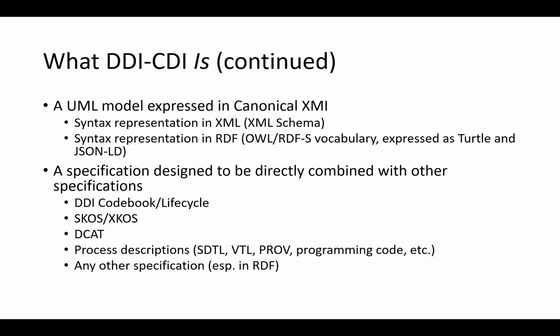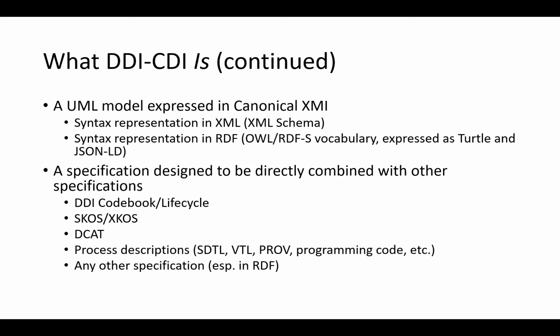So what we have as a specification is a UML model, and we express this in canonical XMI, and in fact, a profile of canonical XMI called UCMIS, which is designed to be optimized for shareability and support in UML tools. But the UML model is the canonical expression of the spec, and then it has a syntax representation in XML, which is in XML schema, and then RDF expressions. And so it's an OWL and RDFS vocabulary, and we provide that in Turtle and JSON-LD syntaxes.